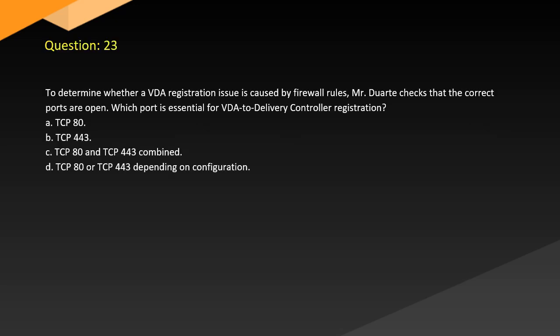Question 23. To determine whether a VDA registration issue is caused by firewall rules, you check that the correct ports are open. Which port is essential for VDA delivery controller registration? A. TCP 80. B. TCP 443. C. TCP 80 and TCP 443 combined. D. TCP 80 or TCP 443 depending on configuration.